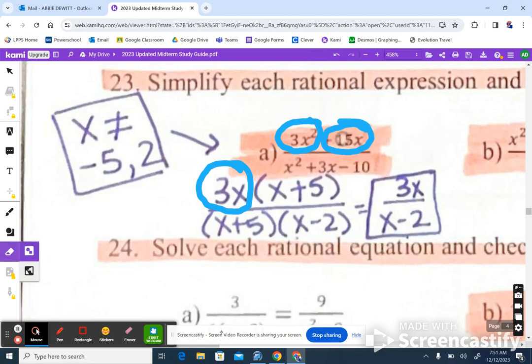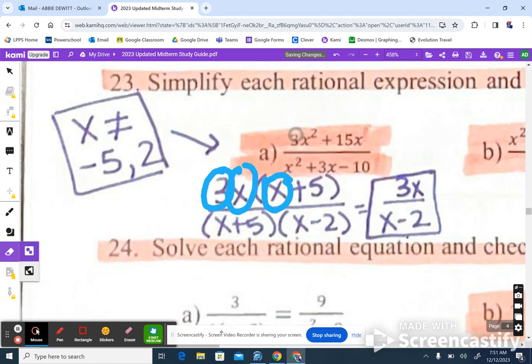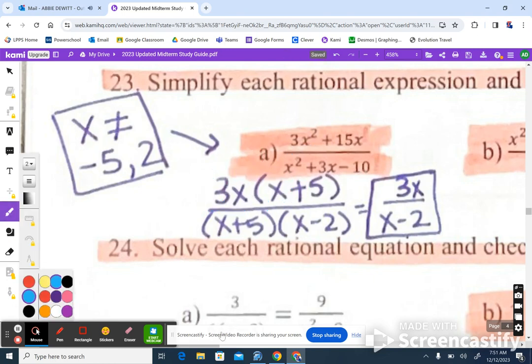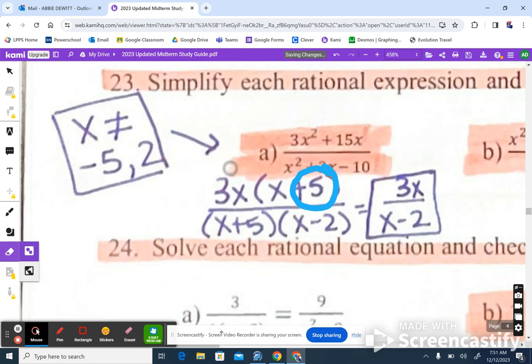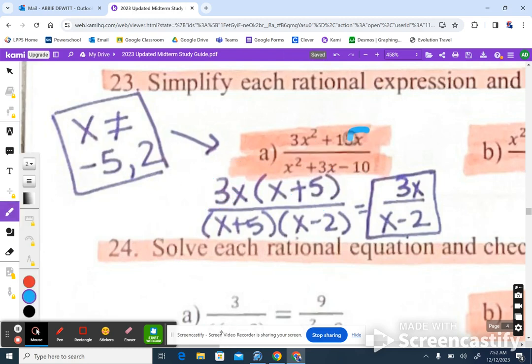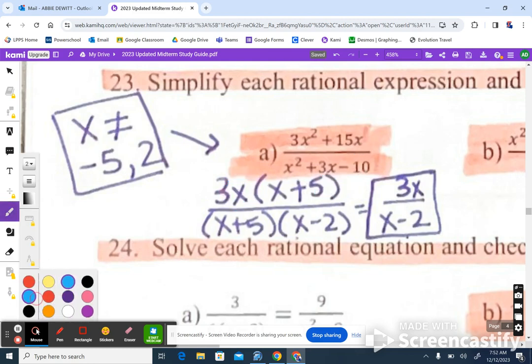3x and factor it out of 3x squared, 3 divided by 3 is understood 1. And then if I have 2 x's and I take 1 away, I'm left with 1. So the first term, when you divide out 3x, becomes 1x. The second term, 15 divided by 3 is 5. And then if I have 1x and I take 1x out, I'm left with no x's. So 15x divided by 3x is just 5.